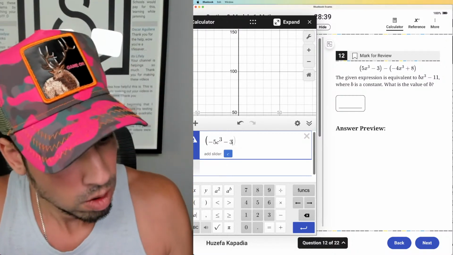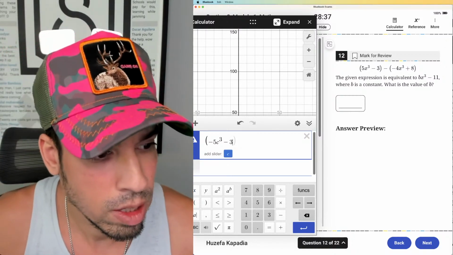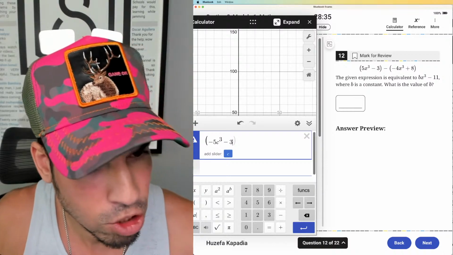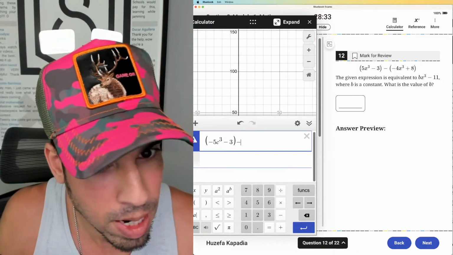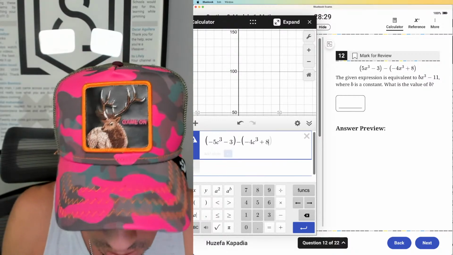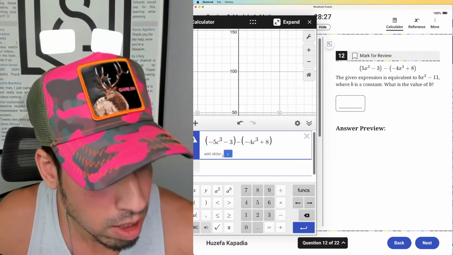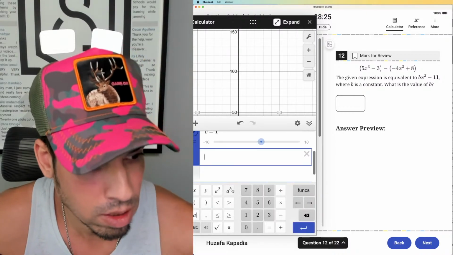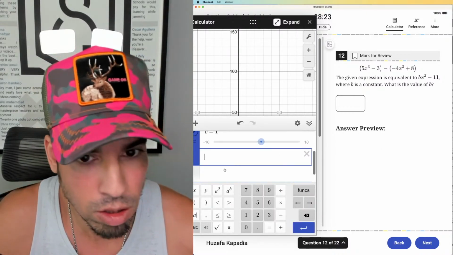Okay, sorry. All right. So then, look, I'm going to plug in negative 5c cubed minus 3, and then minus negative 4c cubed plus 8, okay? And we'll add a slider for c. Cool. It doesn't matter, the c is arbitrary. And then now we've got this other equation.